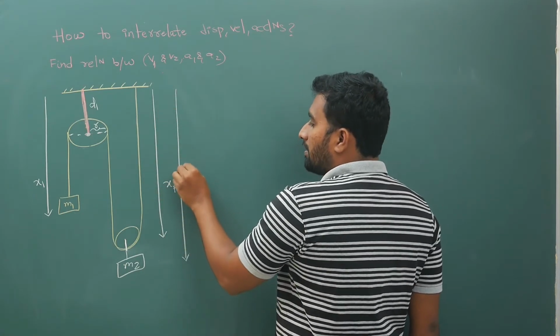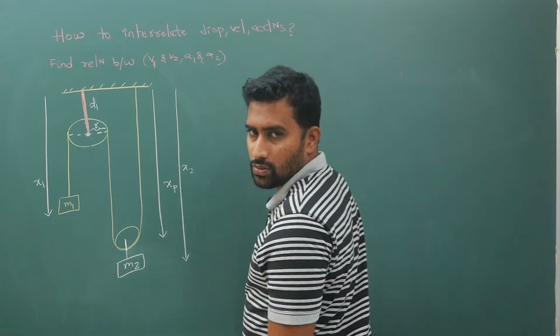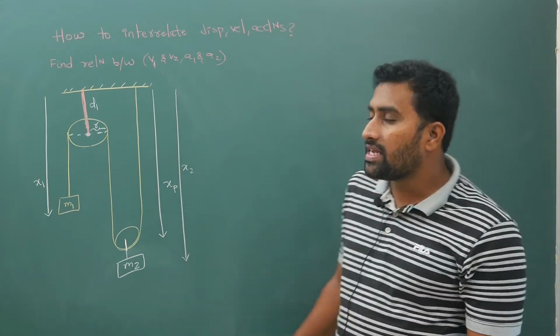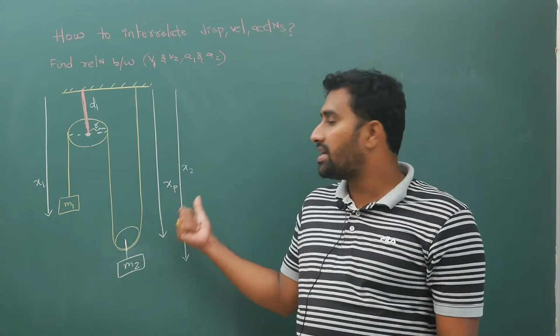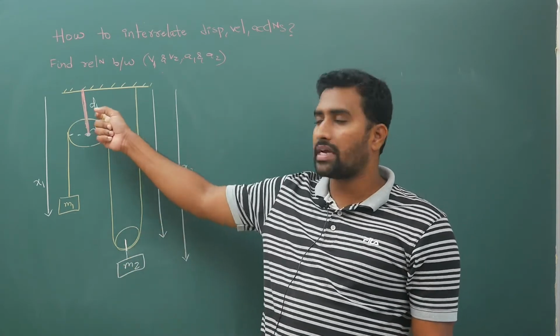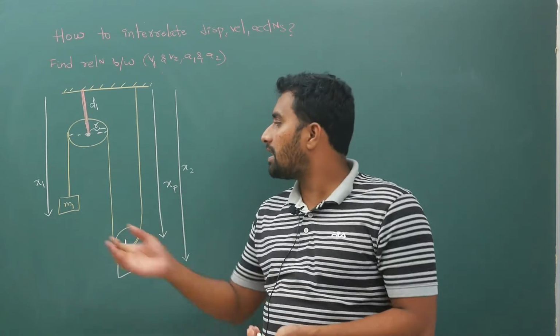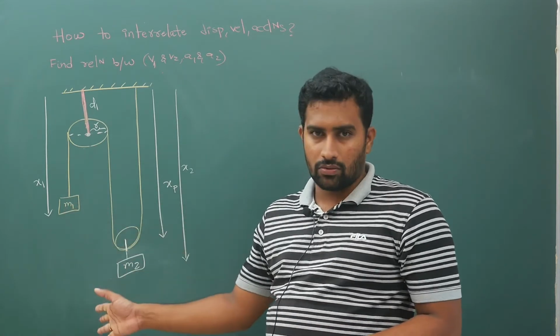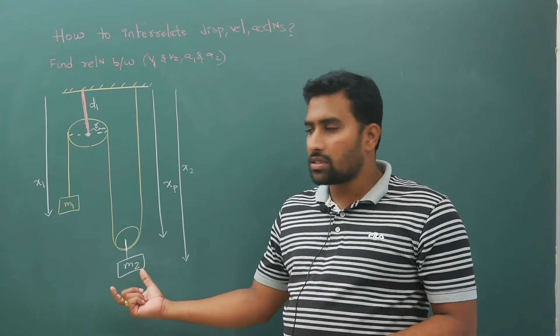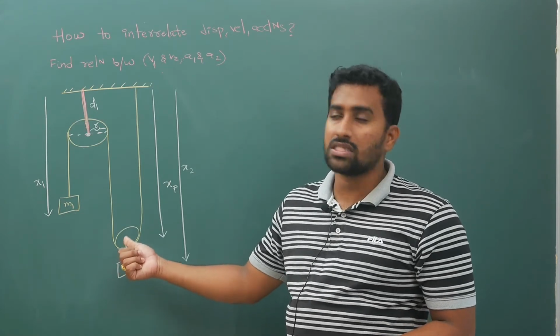Displacement of block, I am taking it as x2. Whatever is moving you have to take as a variable, whatever is constant you have to take as a constant. Here, obviously m1 will move up or down, this block m2 also, and this pulley also will move because this pulley is not fixed.